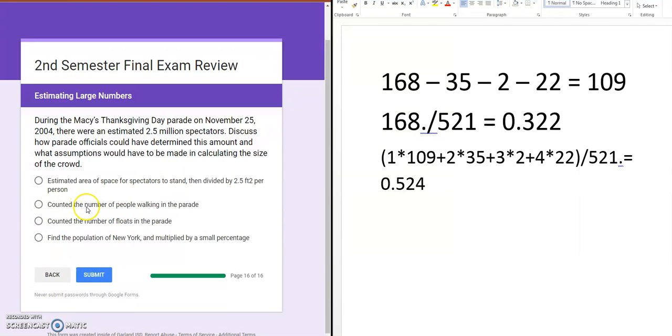They could have counted the number of people walking in the parade. Well, this doesn't make any sense because we want spectators, not participants. So the same reasoning applies to this one. Count the number of floats. Those are participants, not spectators.